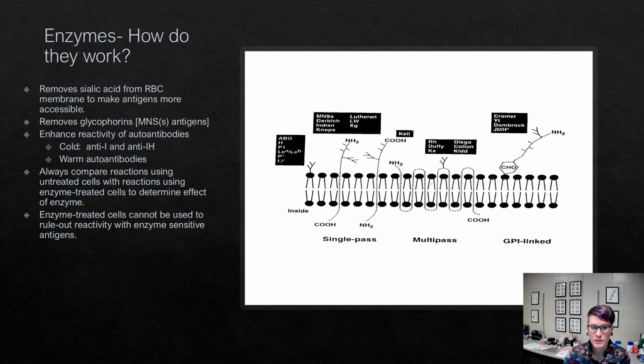So how do enzymes work? Remember what the surface of an RBC looks like. Enzymes will remove sialic acid from the RBC membrane to make antigens more accessible. It removes glycophorins, which includes the MNS system, and it will enhance the reactivity of autoantibodies, cold and warm. You should always run untreated and treated cells side by side so that you can compare the reactions.